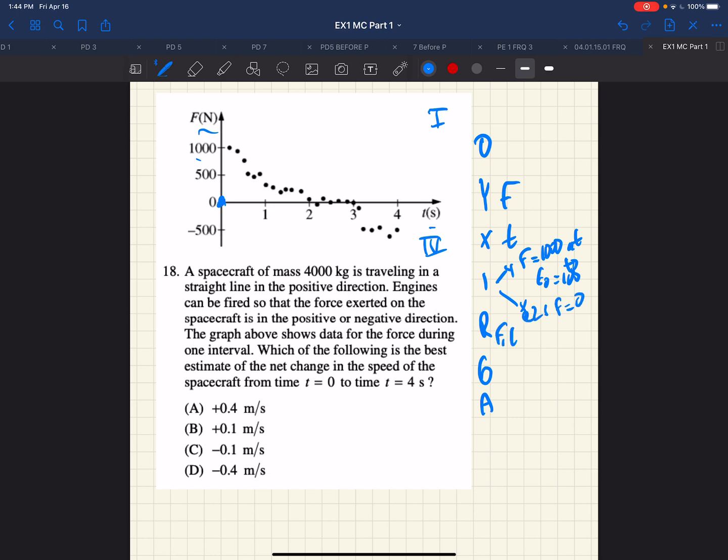We can read force and time. The gradient is delta F over delta T, which is the rate of change in force. And the area is F delta T, which is the impulse J, which is the change in momentum.